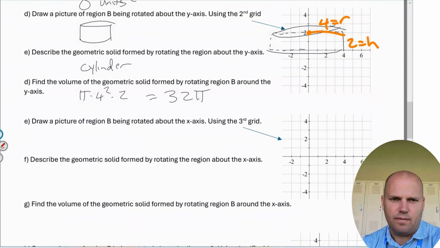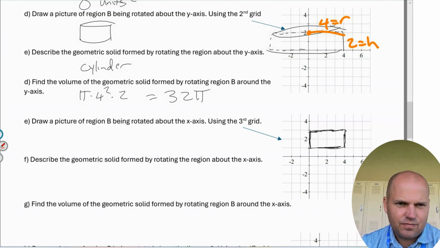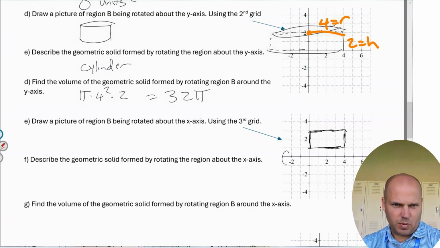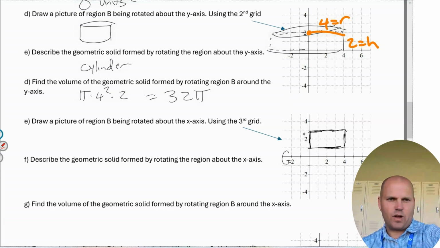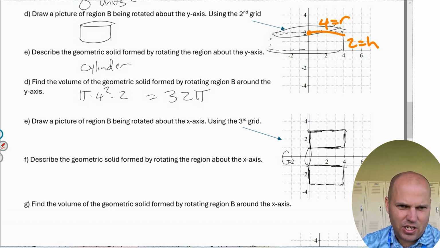Now, here's where it's tricky. Take this region, revolve it around the x-axis. If I spin this around the x-axis, this outer guy goes all the way around to the outside. But this guy gets spun, creates this inner guy. What we end up having is this cylinder that has a hole in the middle. You can't see it. Try to imagine it.